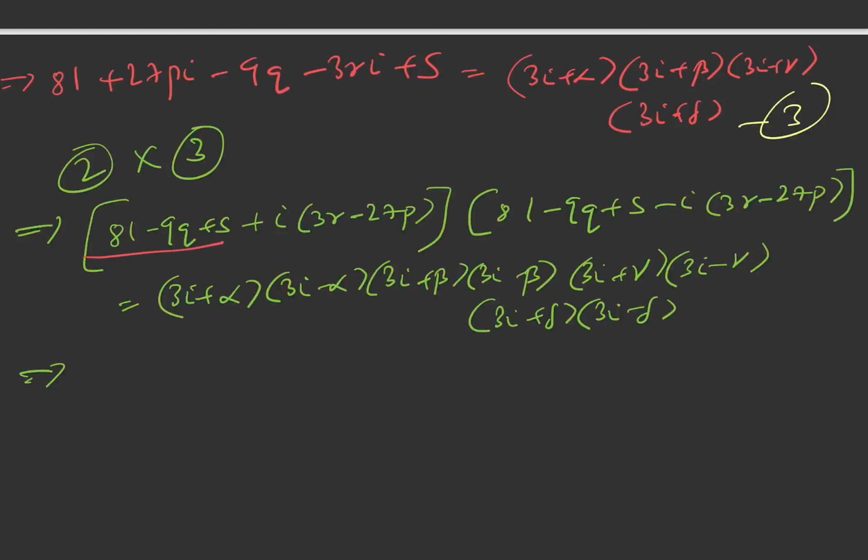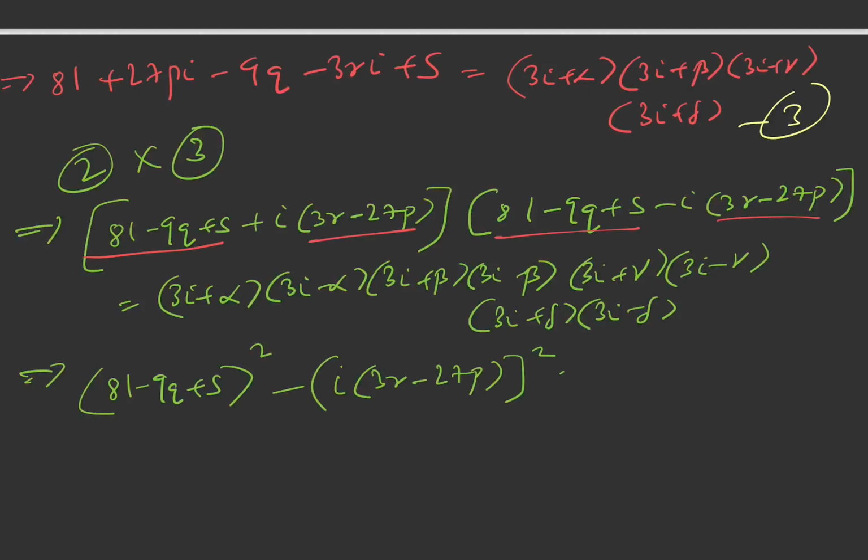So then you can see that this is a, this is b, this is a, this is b. So this is a plus b times a minus b, so you will get a square, 81 minus 9q plus s whole square, minus b square. B is iota into 3r minus 27p whole square, and this would be 9 iota square minus alpha square. So minus 9 minus alpha square, minus 9 minus beta square, minus 9 minus gamma square, and minus 9 minus delta square.